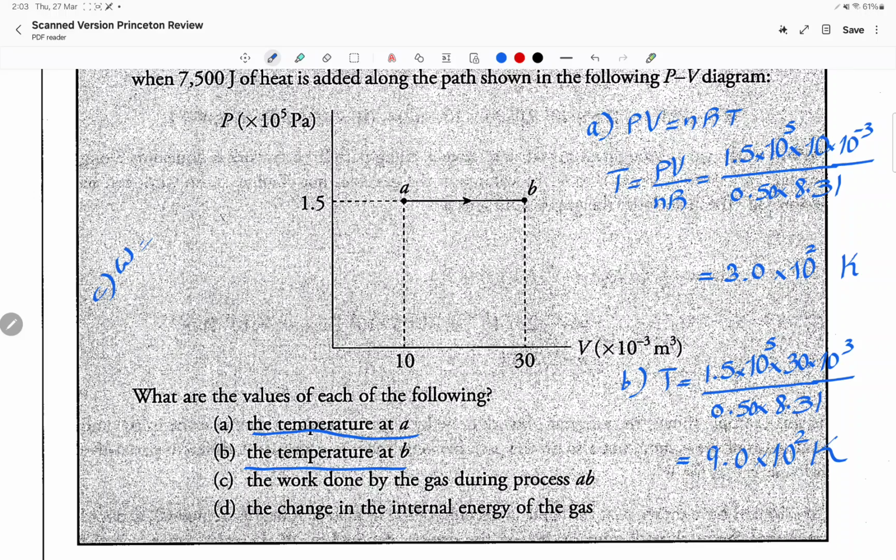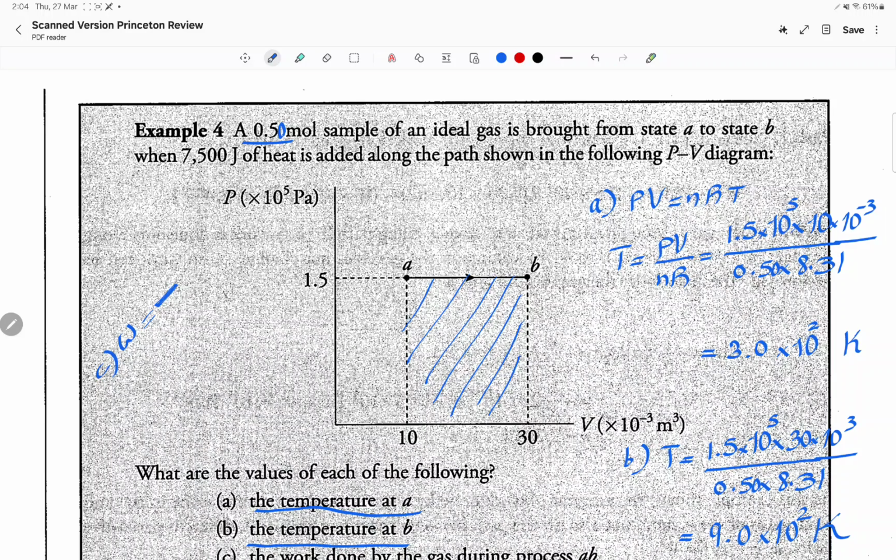So you're going to say work is equal to, it's just the area, right? But we're going right. That means you must put negative. Okay, now it's going to be area, right? So 1.5 times 10 to the power of 5 times 30 minus 10 times 10 to the power of -3, right? And you get the answer. Yeah, 1.5 -3,000.